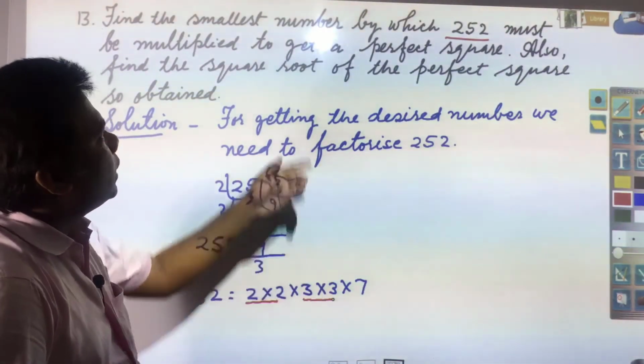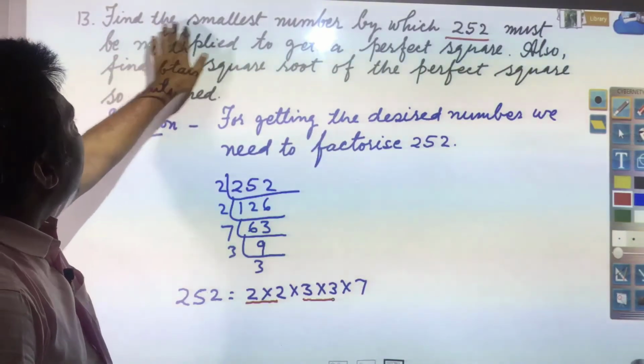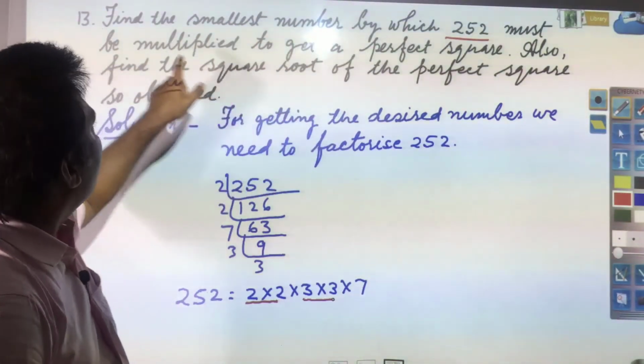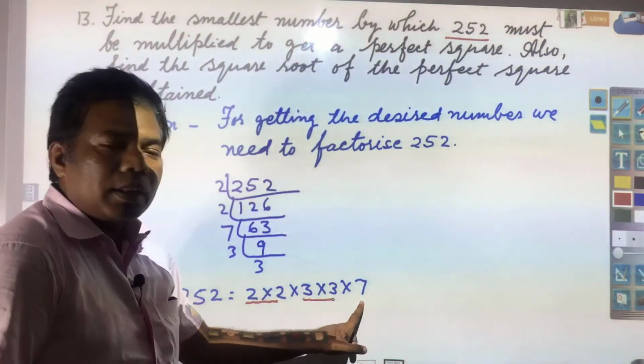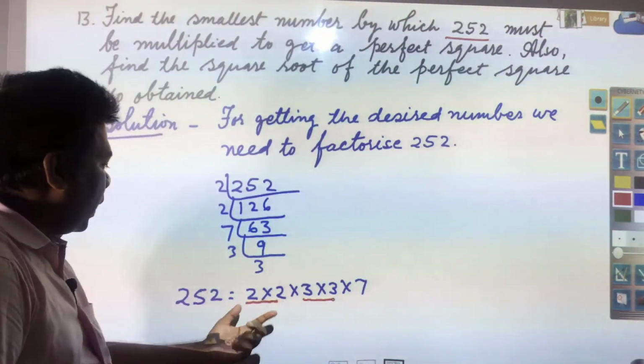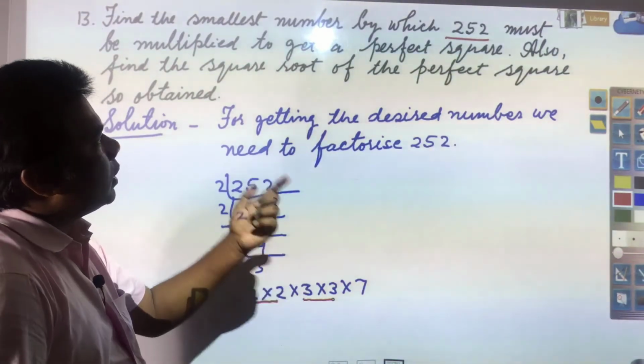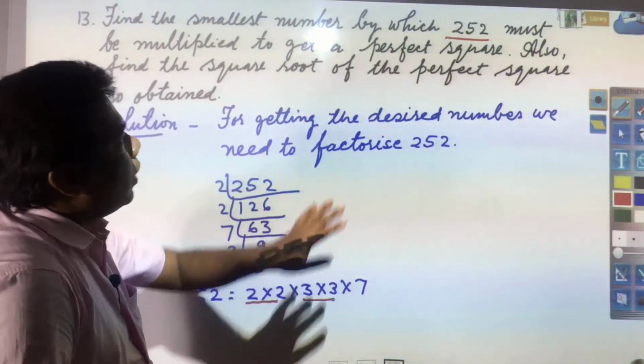So, your first answer is what? Find the smallest number by which 252 must be multiplied to get a perfect square. That smallest number is your 7. By 7, if you are multiplying this number, you will get a perfect square. So, your first answer you have got.